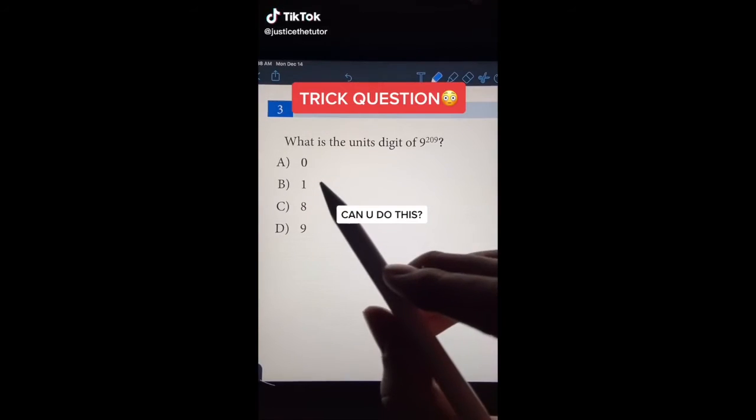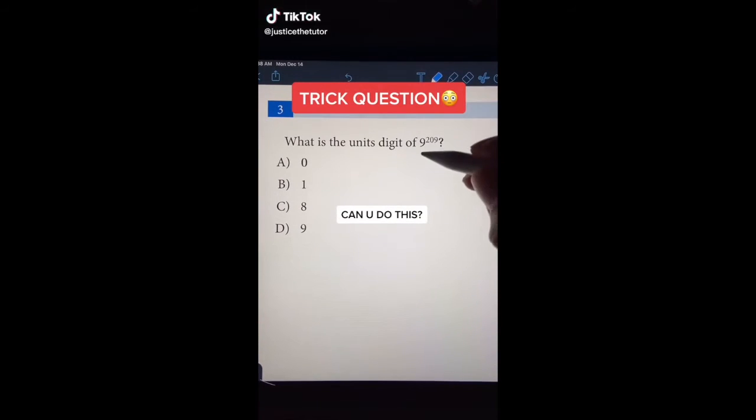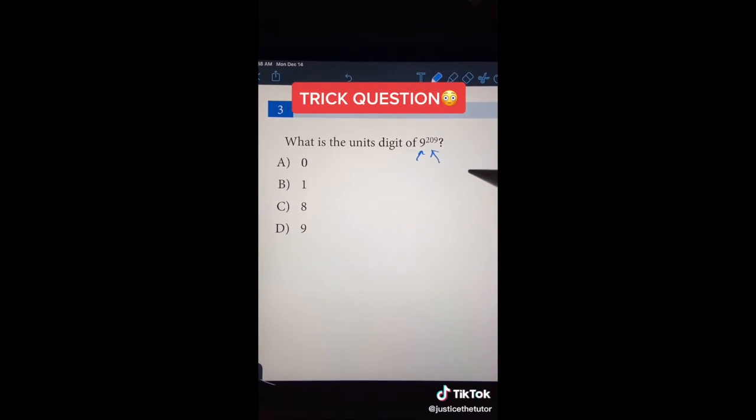What is the units digit of 9 to the power of 209? So first of all, this number is so big you can't even put it in your calculator. Like you'll literally get an error message. But let's see if we can still solve this.